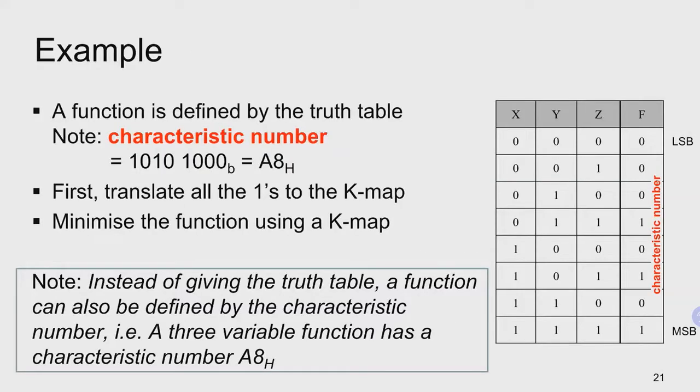Here is another example of 3 variables. I'm not going to go into too much detail on this, but I just want to point out another way of defining a function. One way is to use a truth table. In the previous example, you were given the expressions. Here you're given a truth table.